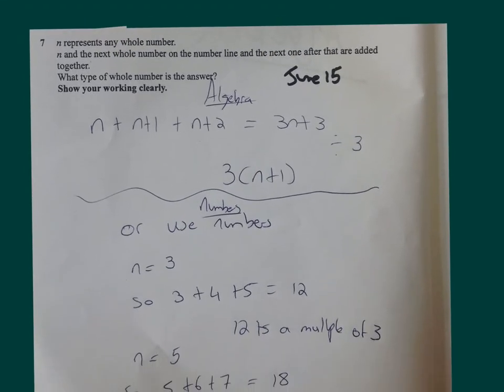Just take a deep breath, read through what it's asking you to do, and underline the important things: n, the whole number, and the next one after that. Then process that, and either use algebra to try and work it out, but always use numbers as well, and show the examiner. Don't just appear with the number 12, show the examiner what you're doing.